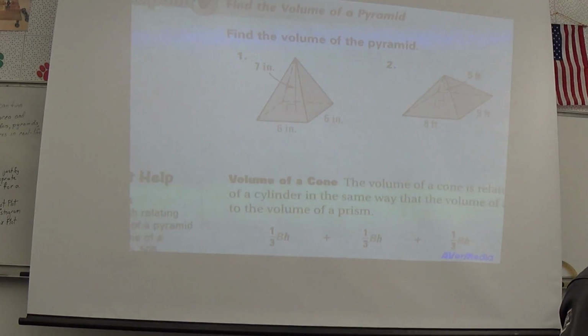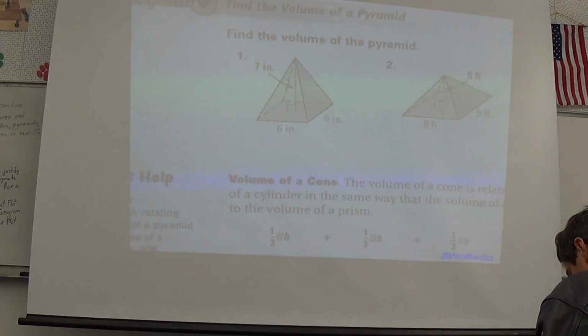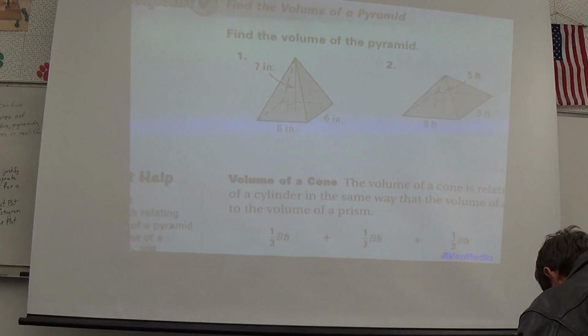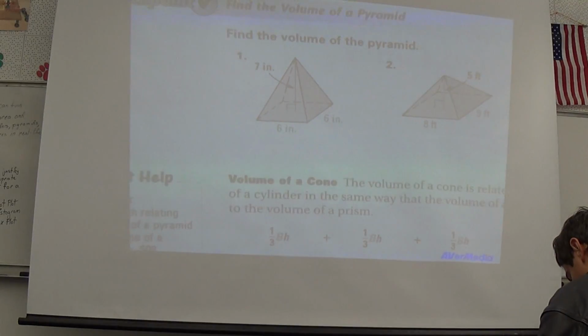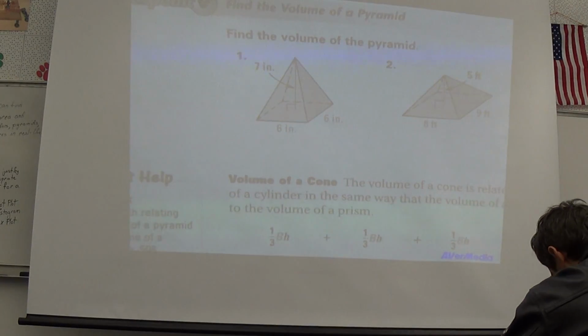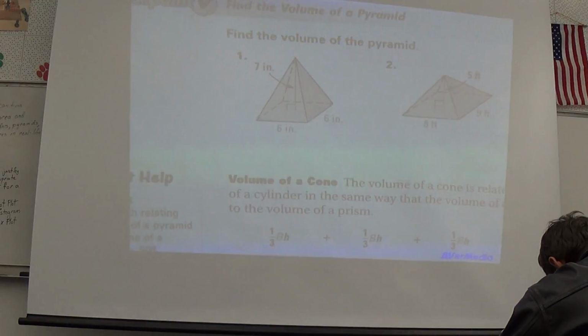All right, so who has this particular answer? Actually, I should say, did everybody have a chance to find the answer? I'll wait for you. So area of the base, what shape is the base? A square? Okay, how do you find the area of a square? We're doing number 1, right? You don't know how to find the area of a square? Length times width. So 6 times 6?